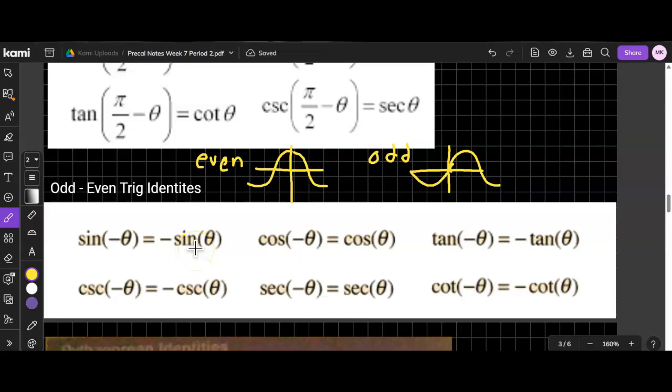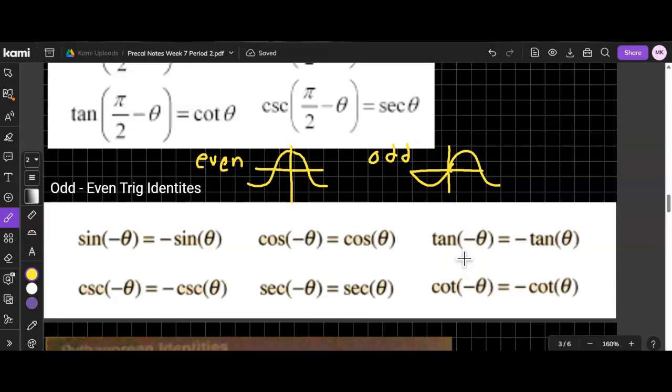And so you can take that negative inside of your theta and rewrite it as a negative on the outside of your sine function. That's going to be the same thing for cosecant, its reciprocal. And then you might look at tangent and cotangent and wonder why they follow an odd identity. The reason why is because of tangent and cotangent's definition. Tangent is sine over cosine.